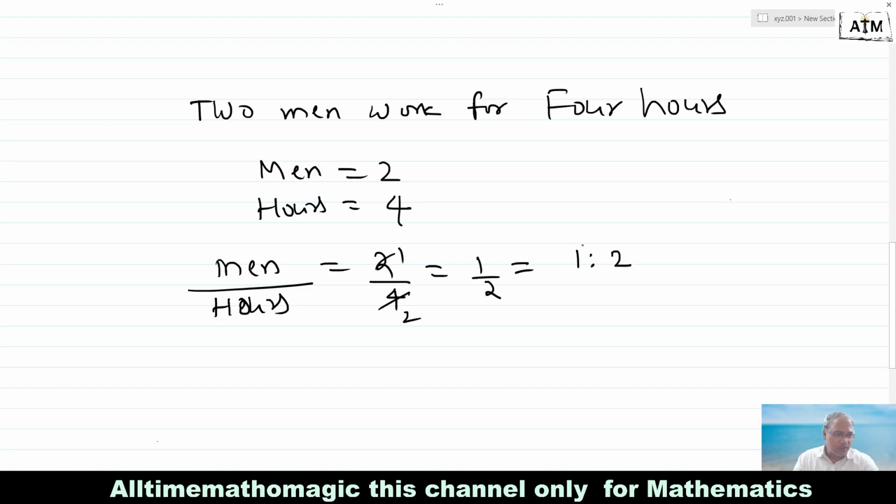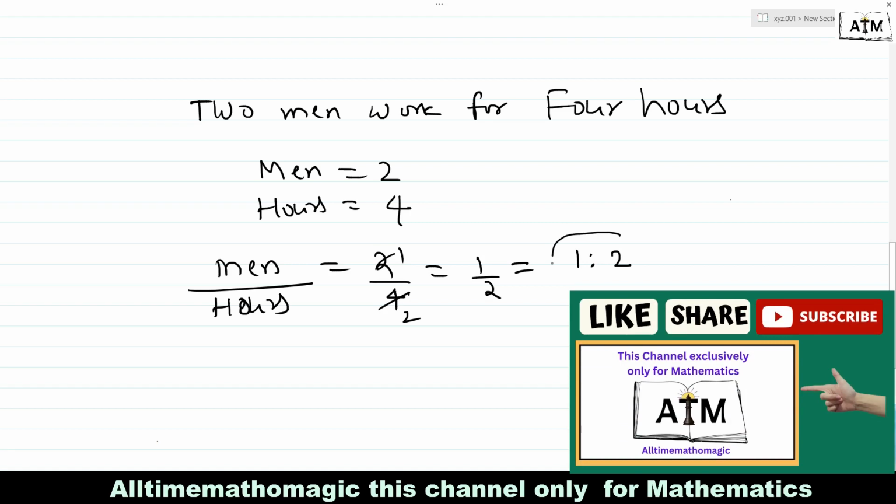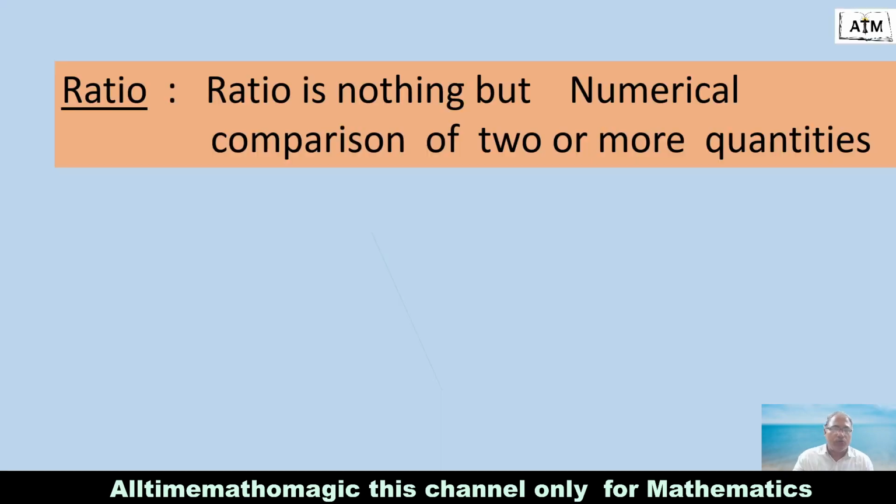So this way of numerical comparison of men to the hours, in terms of comparative relation, is nothing but what is called a ratio. So there is a ratio of 1:2. This is a colon, and this colon is called "is to". So it is 1:2. Ratio can be defined as nothing but the numerical comparison of two or more quantities.